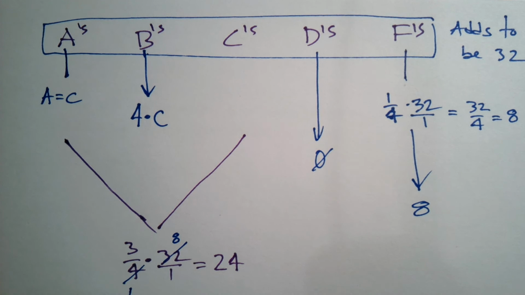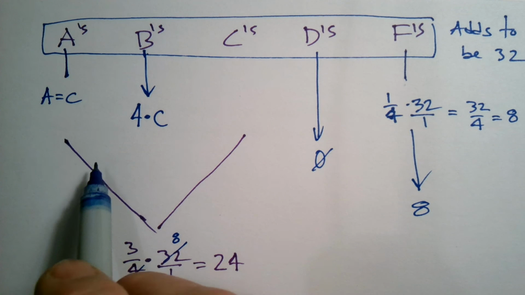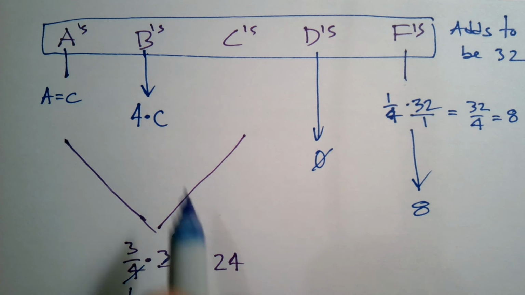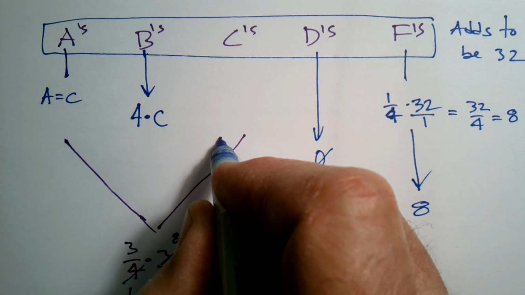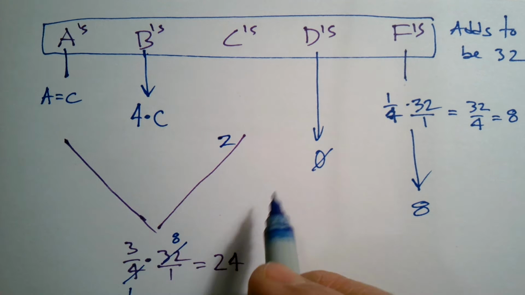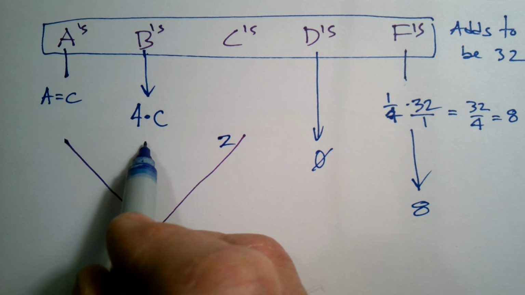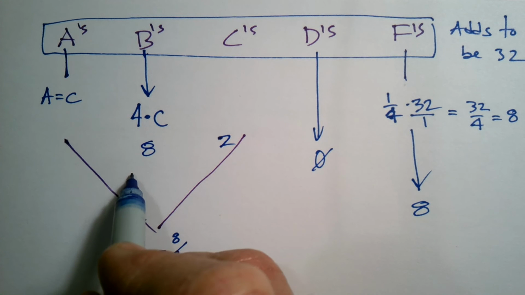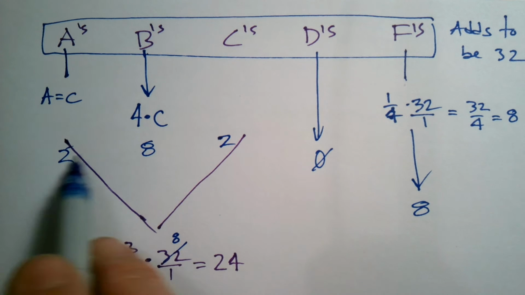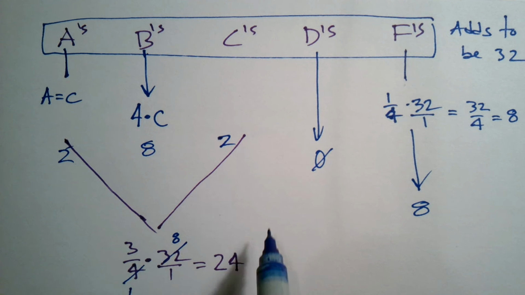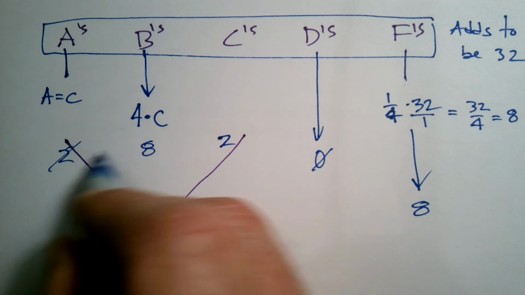At this point, I can do a little guess and check. For example, let's guess 2 C's. If there were 2 C's, that would make 8 B's, and that also means 2 A's, because A equals C. If I add those up, 2 plus 8 plus 2, it doesn't equal 24, does it? It equals only 12. So it can't be those.